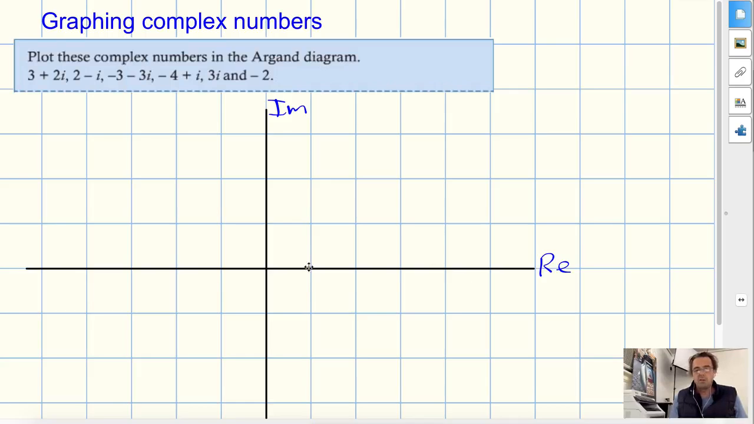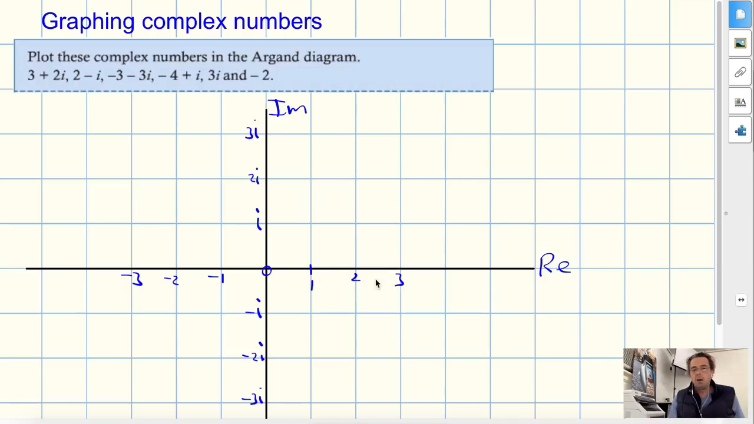So on the real axis, here's the number 1. And there's 2 and 3 and -1, -2, -3, very familiar. On the imaginary axis, this one is i. That's 2i, 3i. Here's -i, -2i, -3i, etc. And here's the origin.